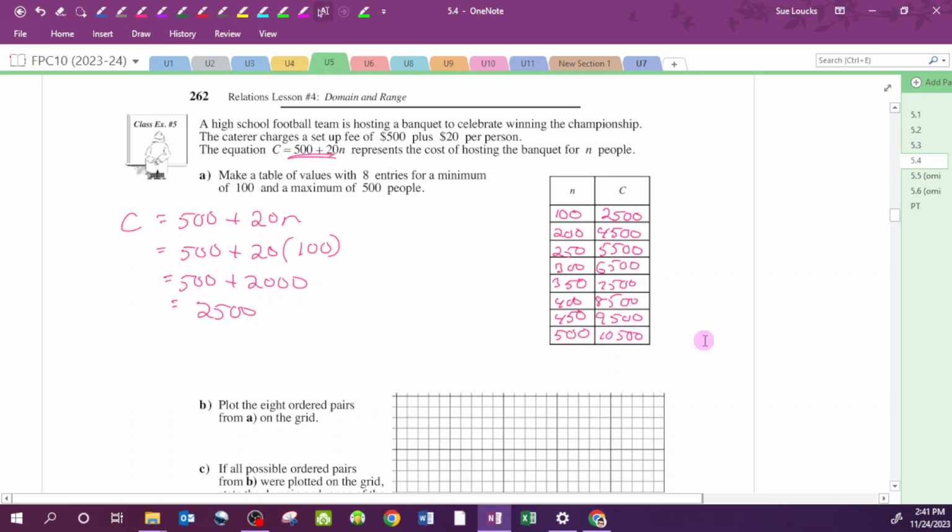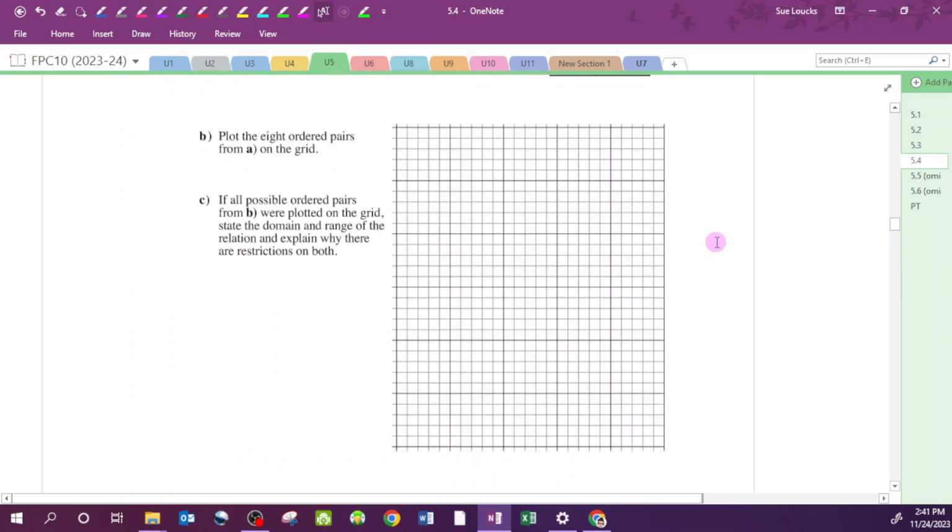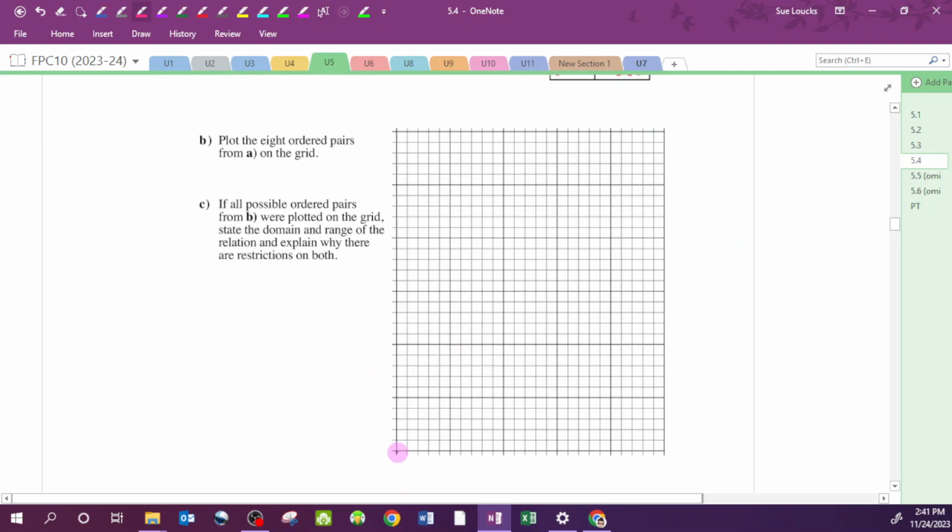Okay, so now we've got our table of values, and we're going to plot these on the grid. This grid goes from 0 to 500, so it has 5 major divisions. If I make this 500, then this is 100, 200, 300, and 400. This axis is n, the number of people. Going up this way, I just made it easy on myself. I've got to go up to 12,000.